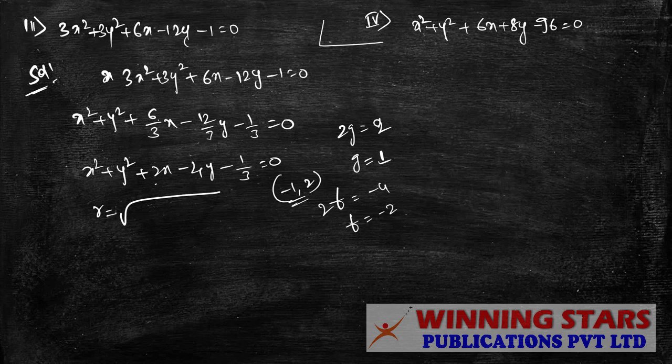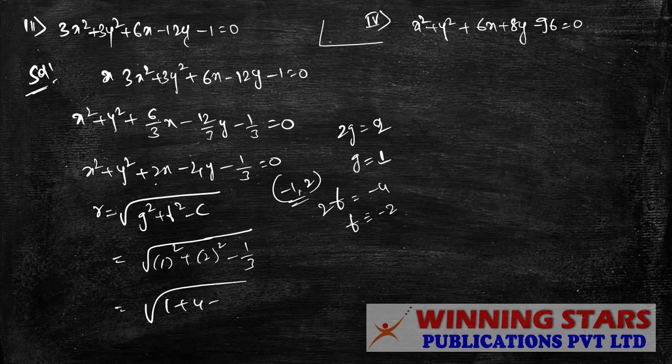Now g square plus f square minus c, it is equal to under root of g square, which is 1 square, plus f square, which is 2 square, minus c, which is minus 1 by 3. It will become under root of 1 plus 4 minus 1 by 3, so 5 only here, and it will become 1 minus 1 by 3, since it is minus minus, it will become plus, 3 plus 1 by 3.